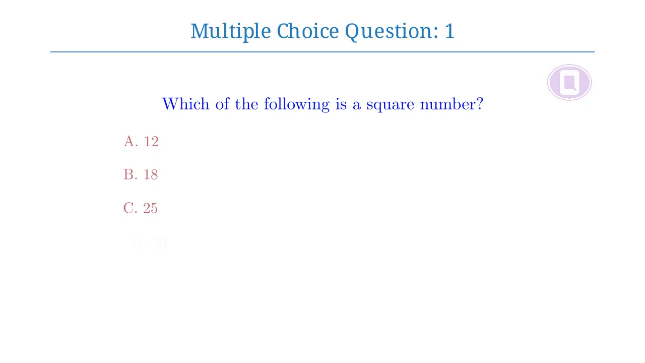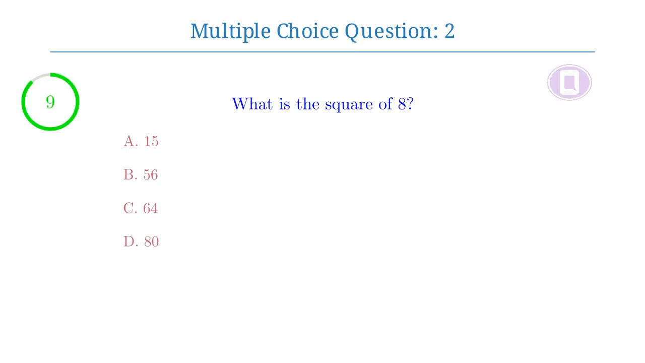Now let's check your understanding with the following multiple choice questions. Let's consider a question about squared numbers. Which of the following numbers is a perfect square? Option A 12, Option B 18, Option C 25, Option D 30. The correct answer is option C, 25.